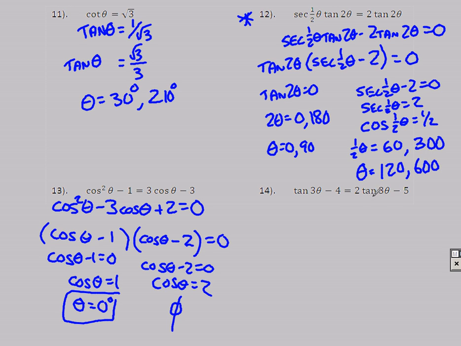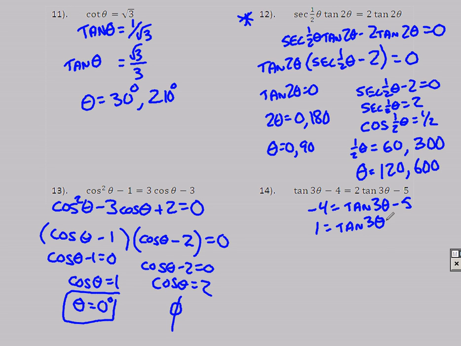Alright, 14 should look also familiar. Let's combine like terms. I'm going to bring this tangent over to this side, so I'll have negative 4 equals. If I take away a tangent, I'll still have one tangent of 3 theta left, minus 5. I'll add 5 to both sides, so that gives me 1 equals tangent of 3 theta.